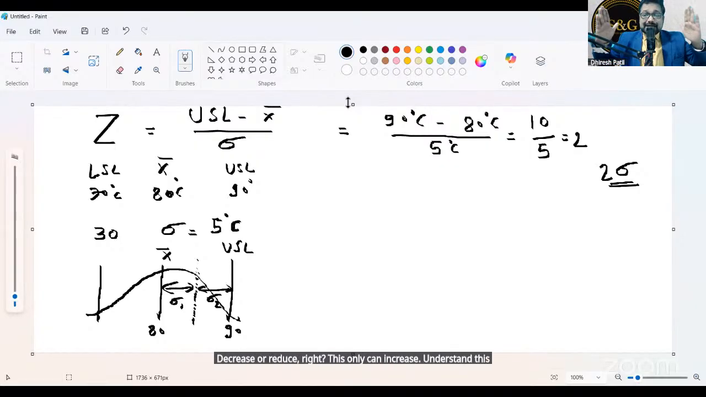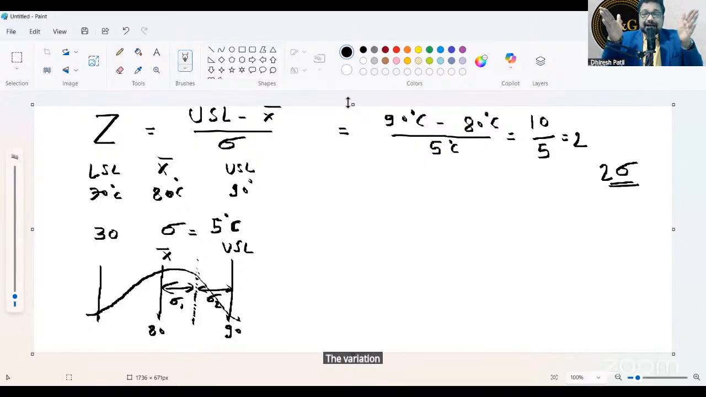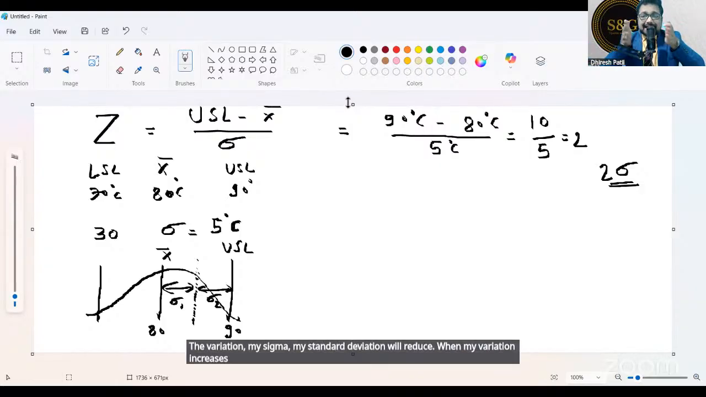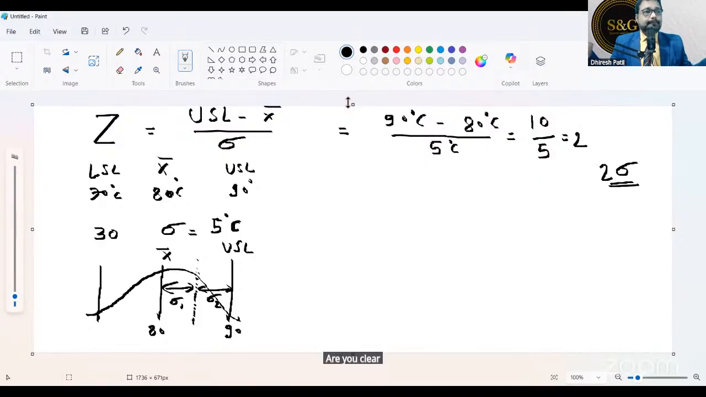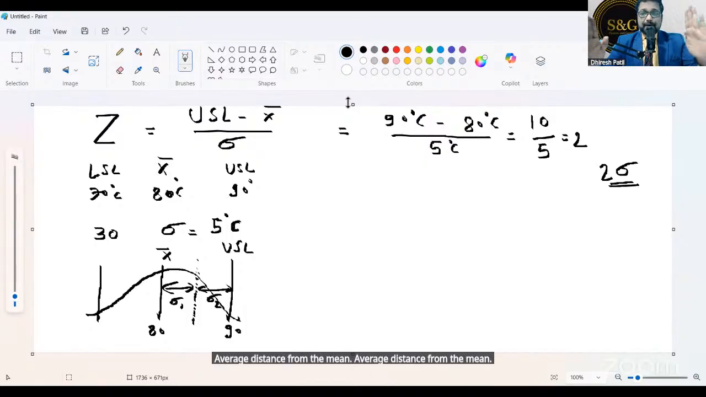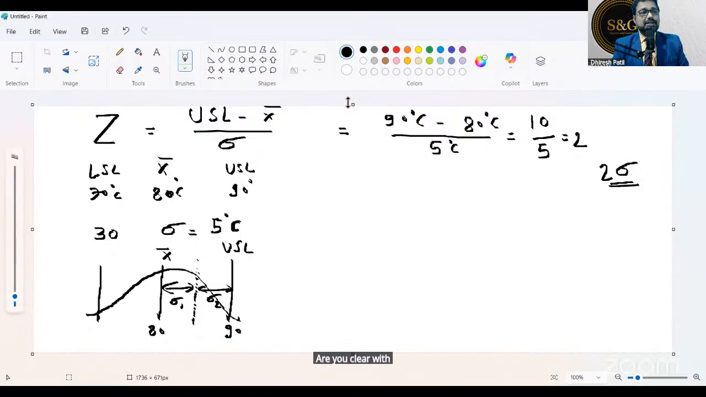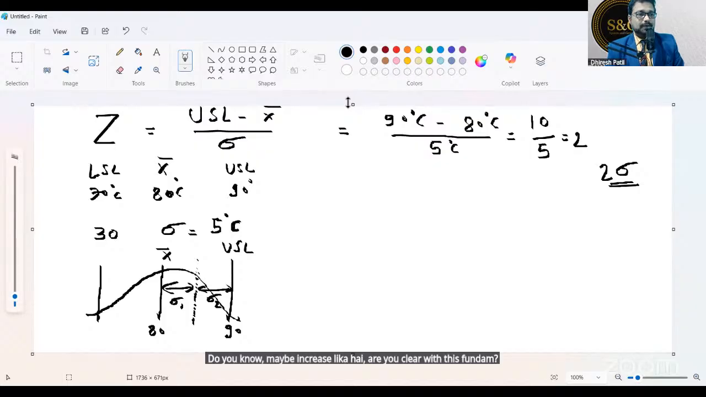Understand this? When I am reducing the variation, my sigma, my standard deviation will reduce. When my variation increases, my standard deviation, my sigma will increase. Are you clear? Simple. What is standard deviation? Average distance from the mean. When I'm reducing the variation, my standard deviation will reduce. When I'm increasing the variation, my standard deviation will increase. Are you clear with this funda? Just give me yes in the chat box. Those who wrote increase, are you clear with this funda? Just give me yes.